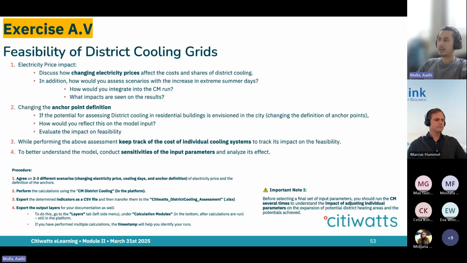And of course, if you want to create scenarios for, let's say, more detailed cooling planning, or actually development of cooling grids in a city, then the sensitivities of these parameters would be quite important. So this is also something that we would suggest you to look into. Having said that, that's all from me regarding the district cooling. And Marcus, I hand over to you again.